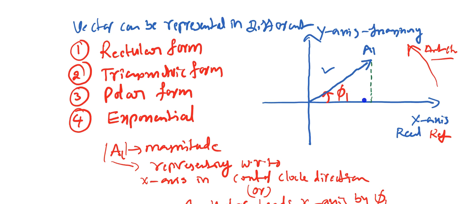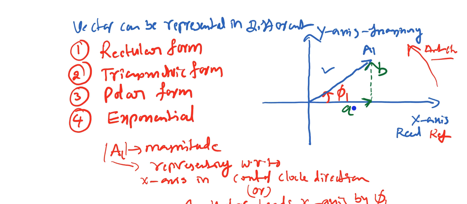So this is the component along the x-axis, which I can write as a, and along the y-axis this component I can write as b. So my a1 vector can be decomposed along the x-axis and along the y-axis. So a is the component of the a1 vector going along the x-axis, and b is the component going along the y-axis.